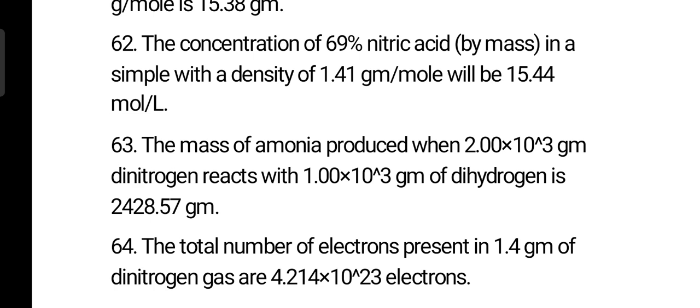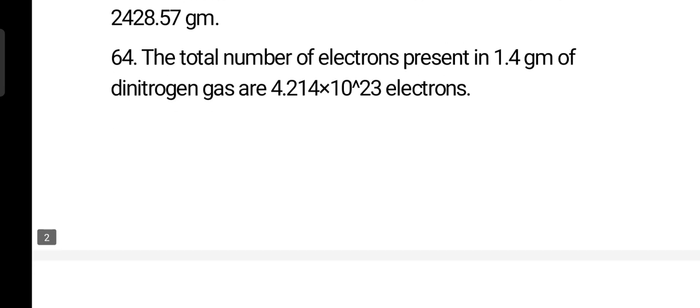The mass of ammonia produced when 2.00 into 10 to the power of 3 grams dinitrogen reacts with 1.00 into 10 power 3 grams of dihydrogen is 2428.57 grams.